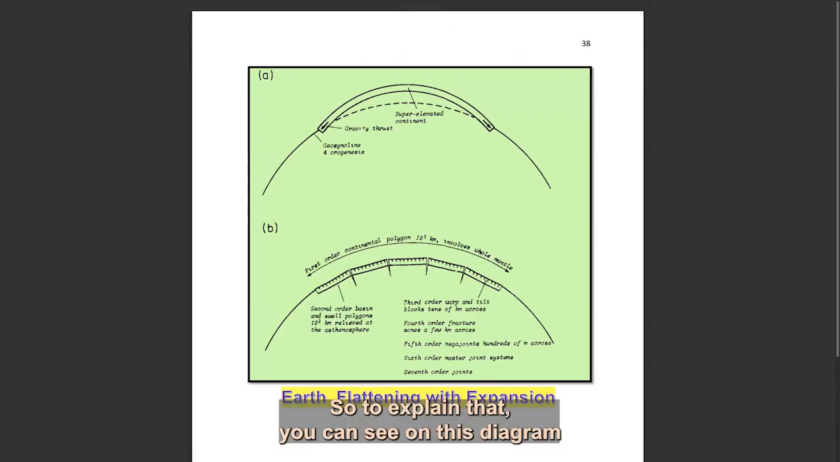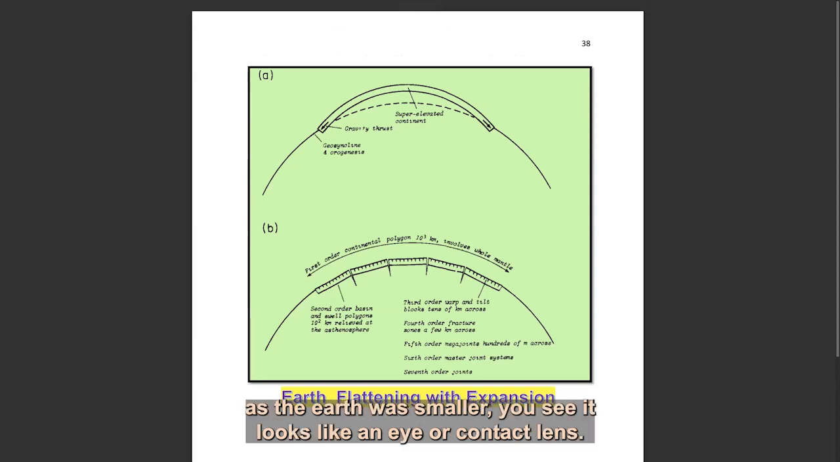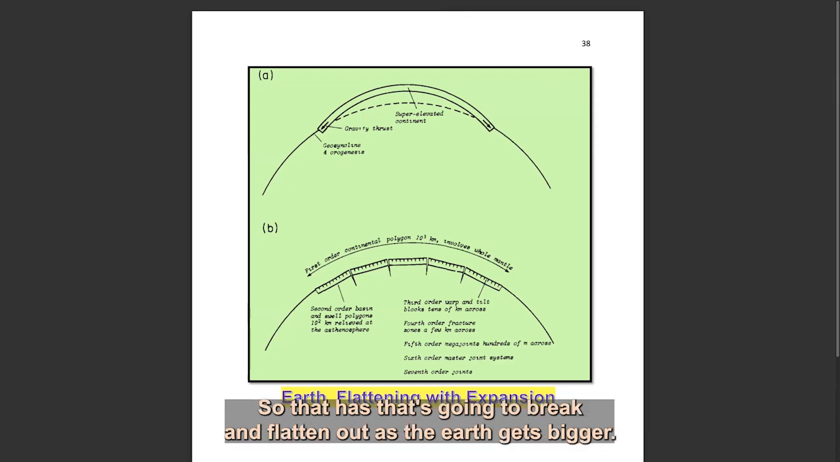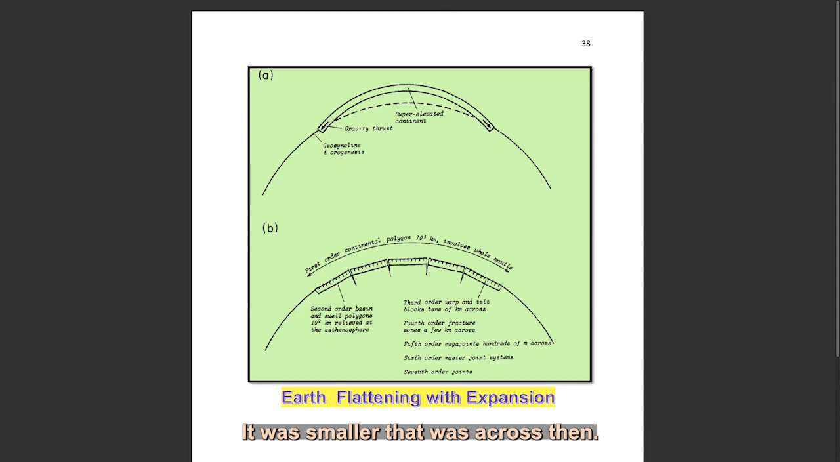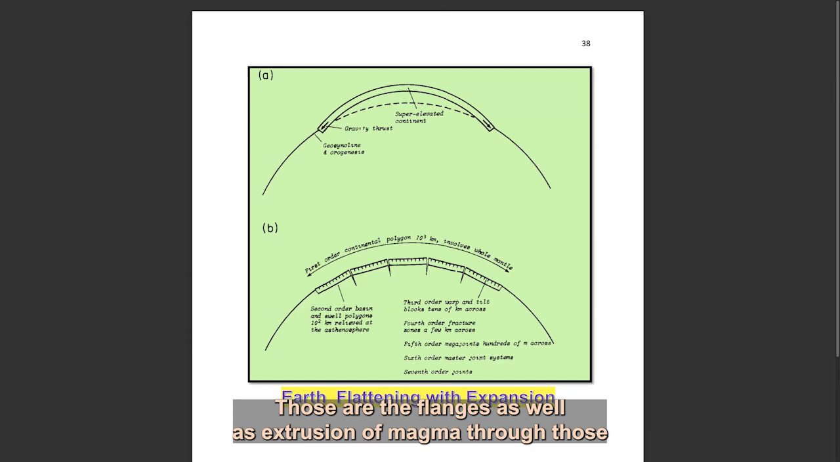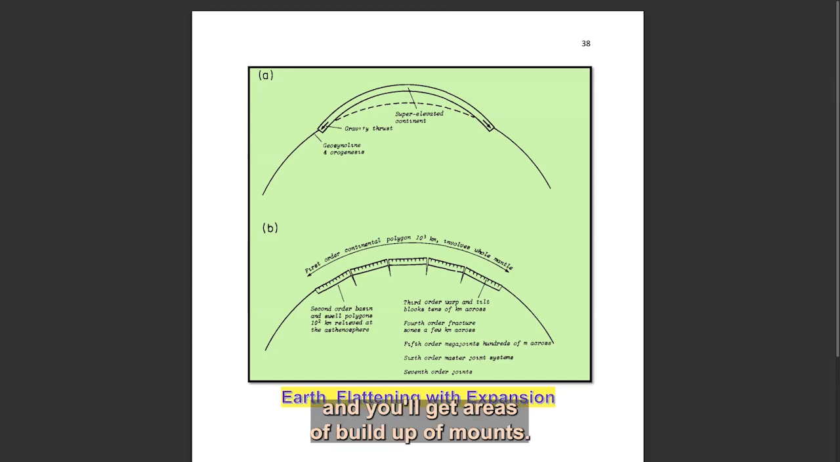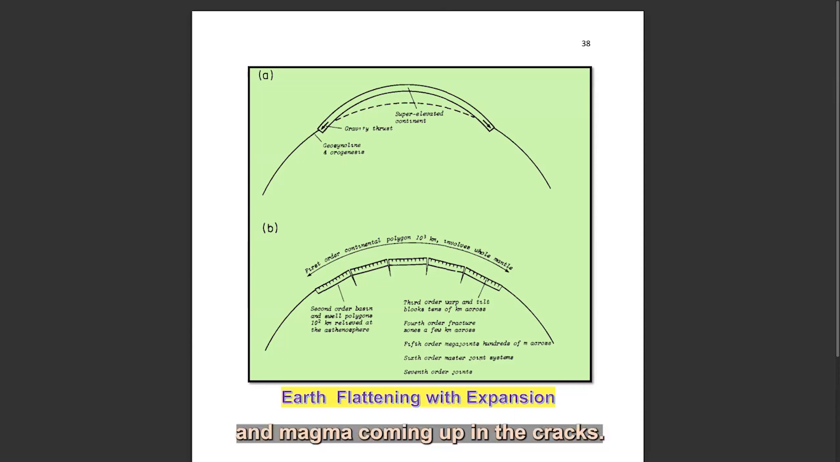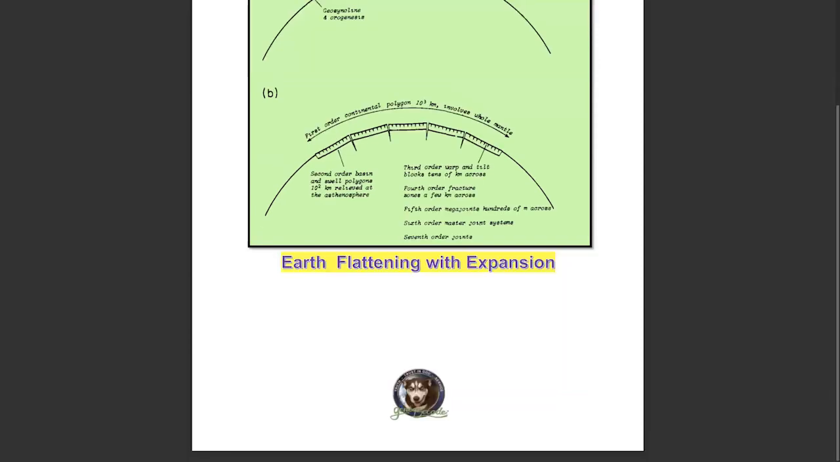To explain that, you can see on this diagram, as the Earth was smaller, it looks like an eye or a contact lens. That's going to break and flatten out as the Earth gets bigger. It was smaller, that was a crust. Then as it gets bigger, it breaks as it flattens out, and that allows for flanging. Those are the flanges, as well as extrusion of magma through those. And you'll get areas of buildup of mountains from both flanging, uplifting, and magma coming up in the cracks.